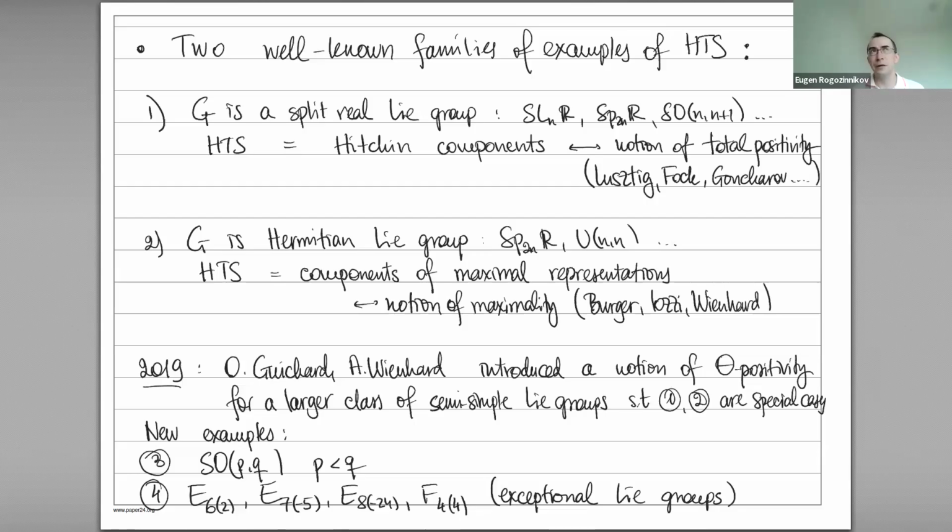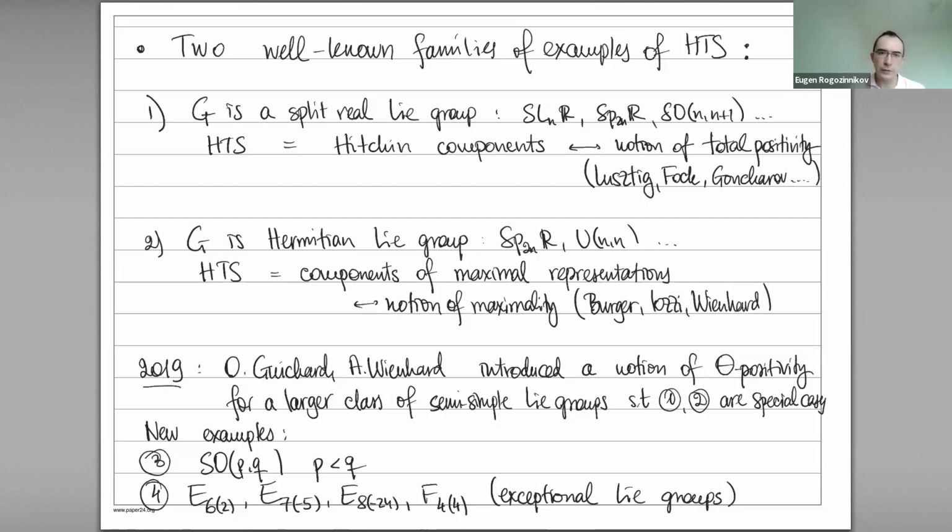It was introduced, especially for GLn(R), in the 1930s, I think, and studied by many researchers. Here I just mentioned several of them, like Lusztig, Fock, Goncharov, but there are plenty of people who studied total positivity.